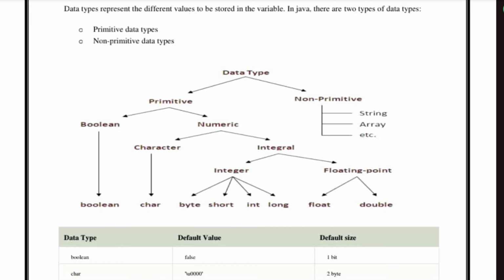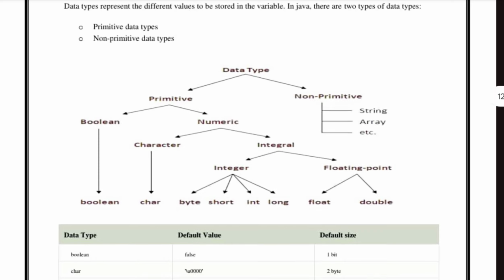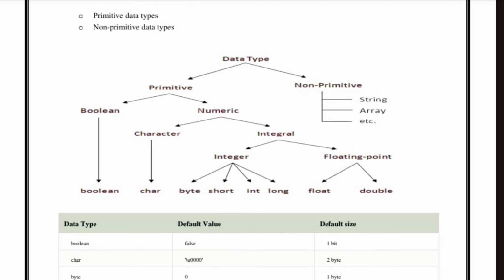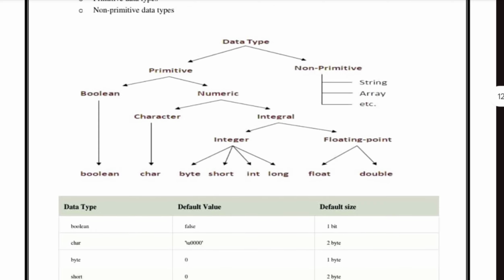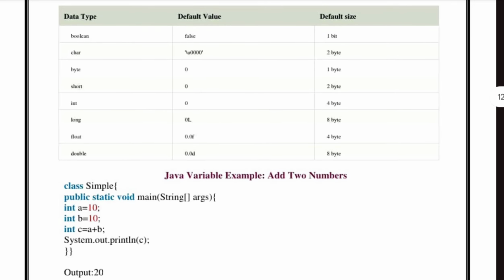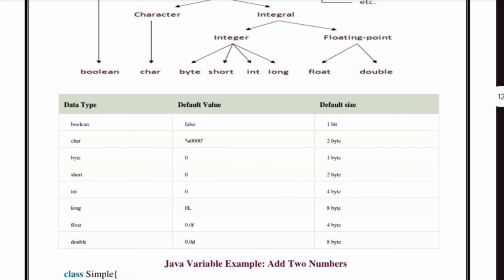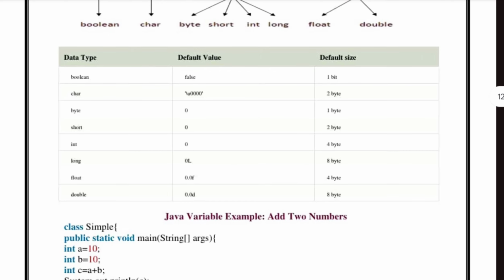Next, I will go toward non-primitive data types. Non-primitive data types are used to store multiple values or complex data. Some examples are string, array, class, and interface. For example, String = "Java". Non-primitive data types do not have any fixed size. I will show the default values and sizes in a table. Now let's understand the default value and size of each data type.